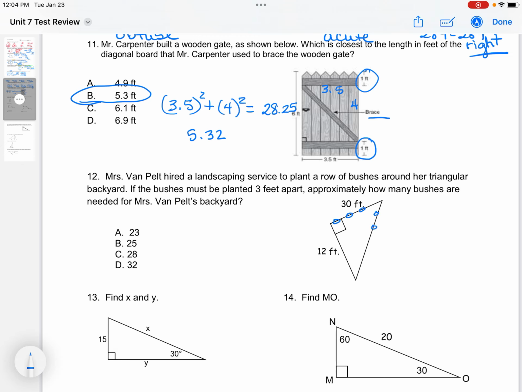She's having bushes planted around here. So the first thing I need to know is my perimeter. So I'm going to add 30 squared.